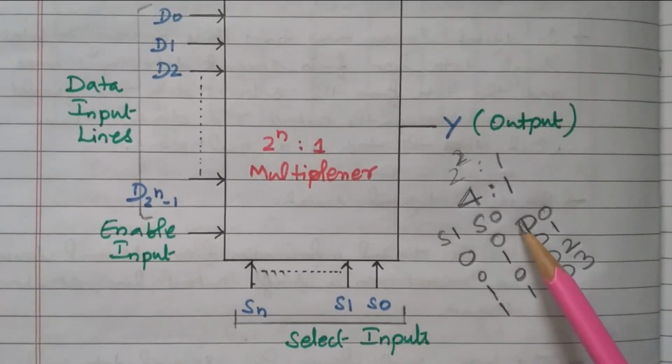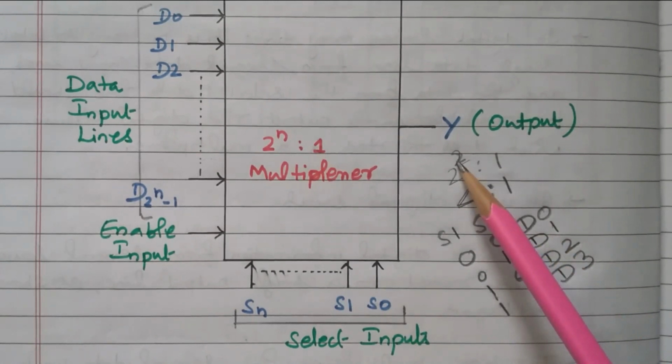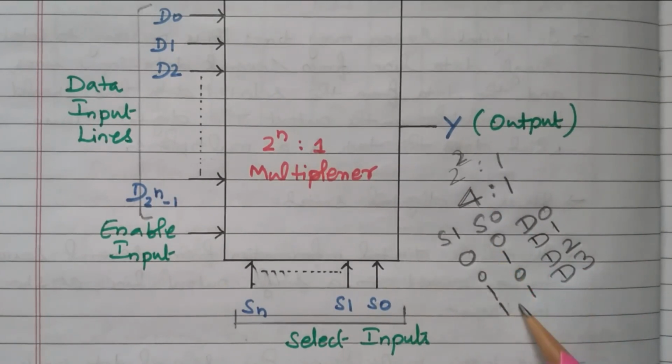So there are 4 inputs available, D0, D1, D2, D3. Here n equal to 2, so there are 4 combinations of selection lines, and 4 inputs are available, out of which only one will be available at the output. Which input is available is decided by the selection line, right? There are 4 inputs, D0, D1, D2, D3. 0 0 means the output will be D0. 0 1 means the output will be D1. 1 0 means the output will be D2. 1 1 means the output will be D3, right?